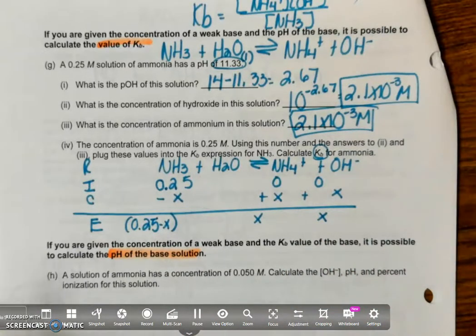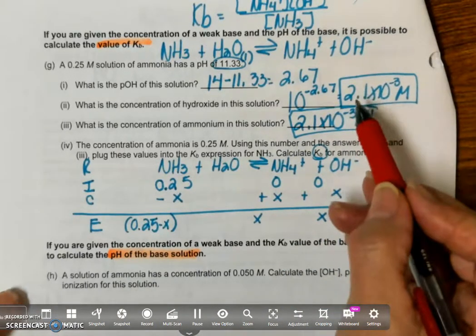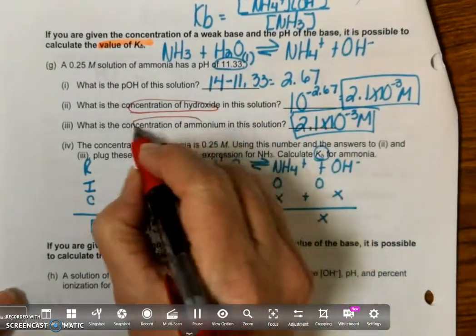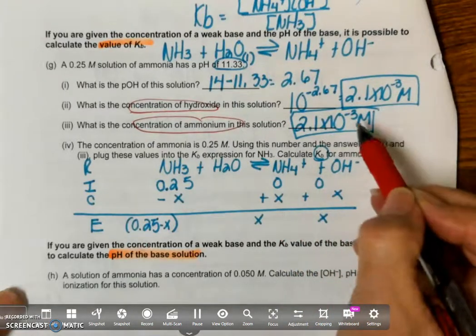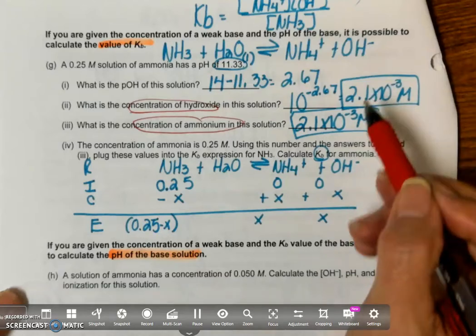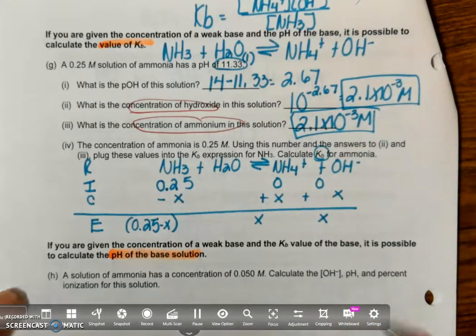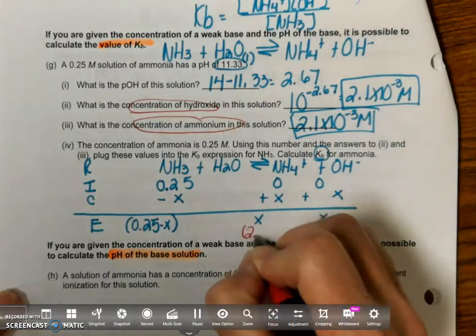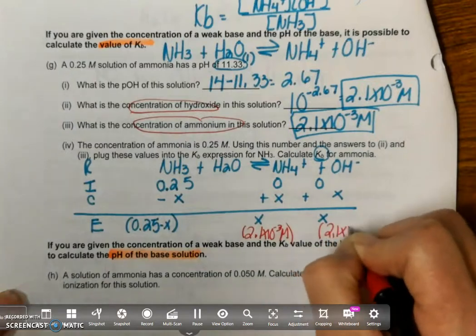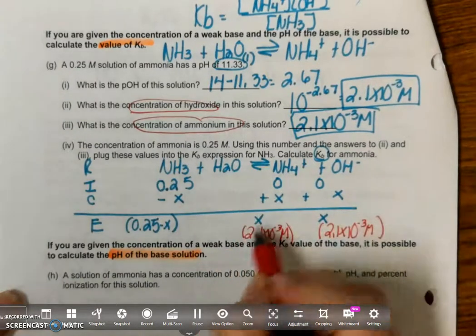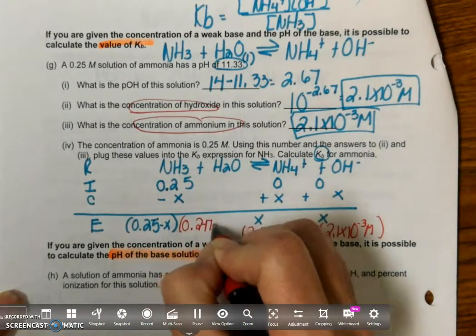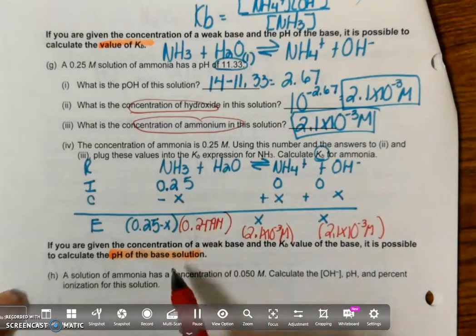But just like in my other problem that I did yesterday, I know what X is because I calculated both the concentration of hydroxide and the concentration of ammonium, both at equilibrium, because I took a pH. It's assumed that when I do that, it's after the situation has reached equilibrium, right? So that means that this is 2.1 times 10 to the minus 3 molar. This is 2.1 times 10 to the minus 3 molar. And if I plug this into here, this is 0.2479.